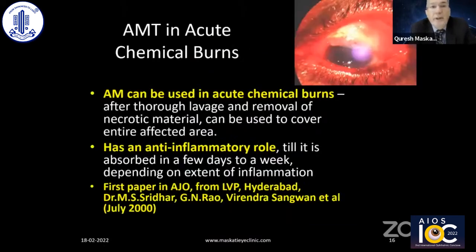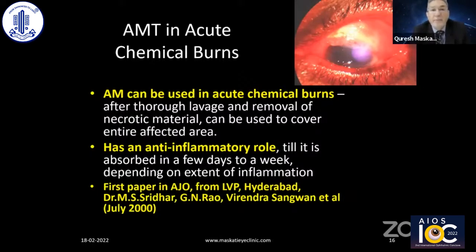What about amniotic membrane? If you have access to it, it can be used in acute chemical burns. After thorough lavage, when you've removed all the necrotic material, you can use it to cover the entire affected area. It has an anti-inflammatory role. It will be absorbed very fast, unlike in cold cases where amniotic membrane can remain for weeks and months. Usually in a few days to a week it will get absorbed, but it reduces the amount of inflammation. It tamps down the inflammatory cycle.